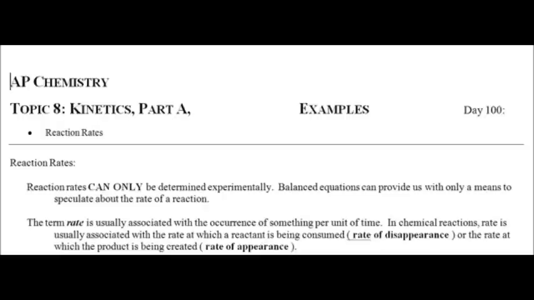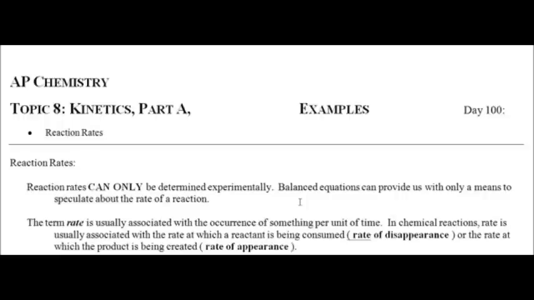One thing that we have to realize when we're working with reaction rates or with kinetics is we can never ever look at a balanced equation and determine from the balanced equation how fast or how slow a reaction is. In this first statement at the top of the page, it states that reaction rates can only be determined experimentally. So what I don't want you to do is fall in the trap of saying, wow, there's some really high coefficient values within the balanced equation, so that must mean that the reaction is really fast.